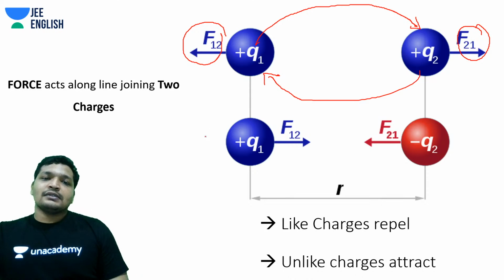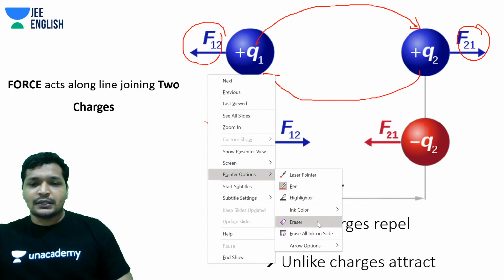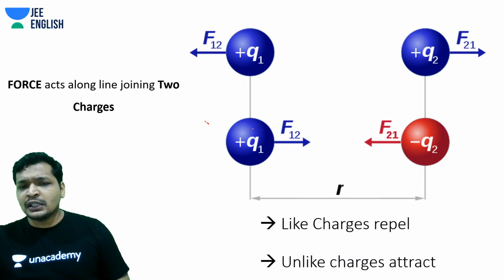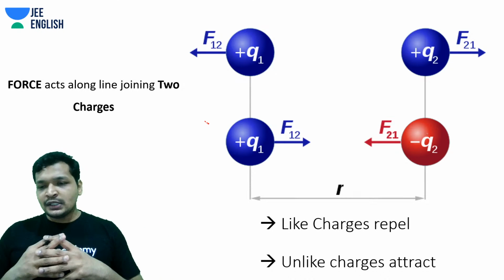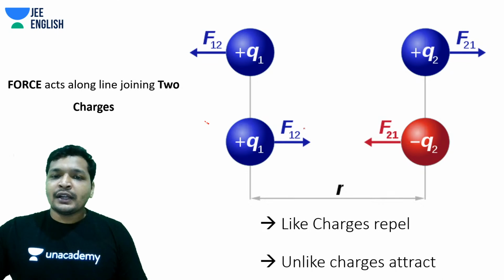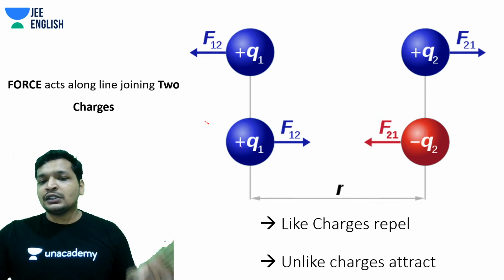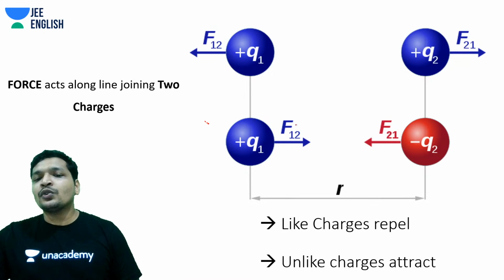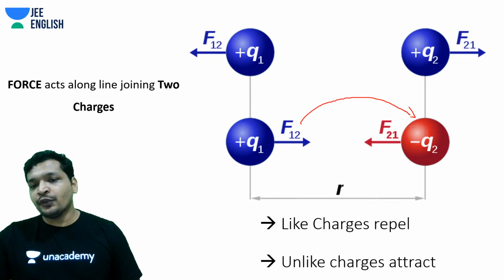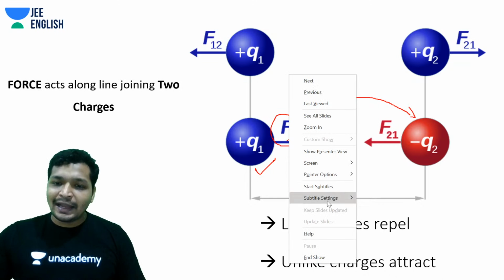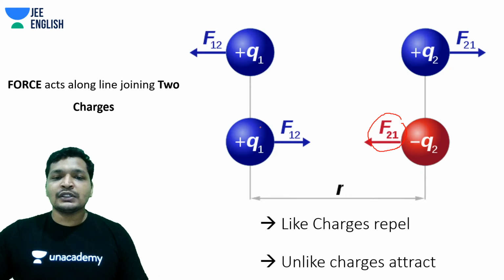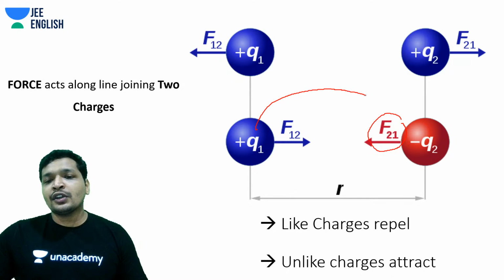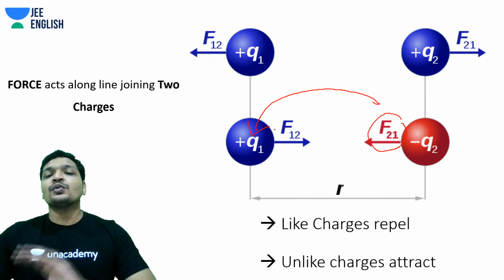Now let's analyze the case with unlike charges. Let's say I have a positive charge plus Q1 and a negative charge minus Q2. There should be an attractive force, which means the forces act as if they are moving towards each other. For example, the force on charge Q1 by Q2 is going to be towards Q2. And similarly, F21, the force applied by Q1 on Q2, is going to be in the attracting direction towards Q1.